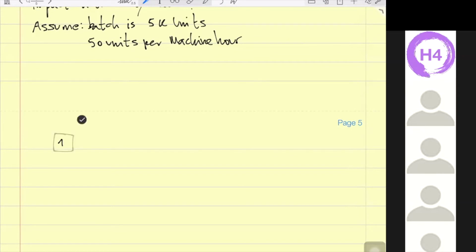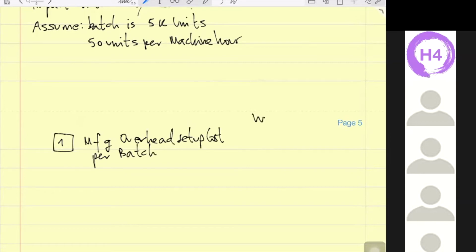Number 1. The item is manufacturing. I'm going to write MFG, manufacturing overhead, setup cost per batch, with and without, okay? Activity-based costing. Here it's going to be $500 or euros, and here it is going to be €0.